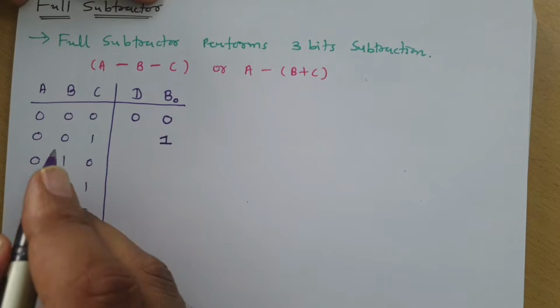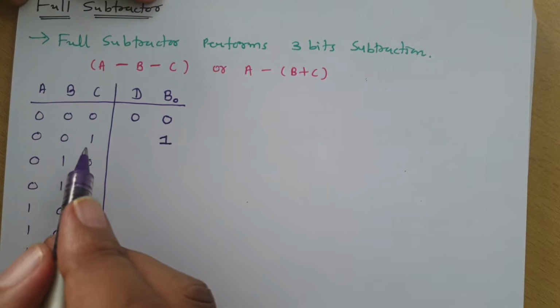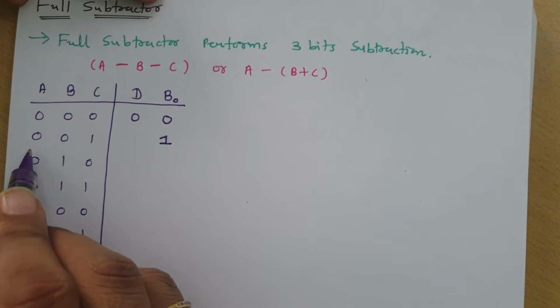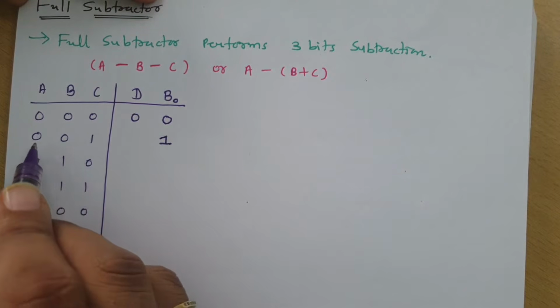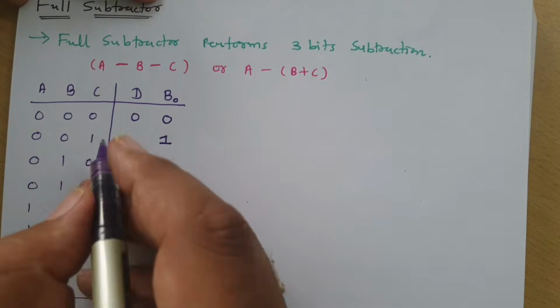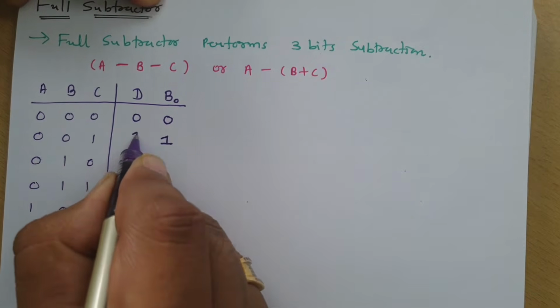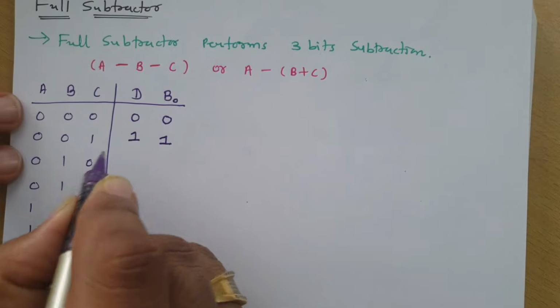Let us take borrow 1, and as this is binary subtraction, we need to take the borrow with base 2. So 2 minus 1 that we need to perform. 2 minus 1 is 1, so here the difference is 1.